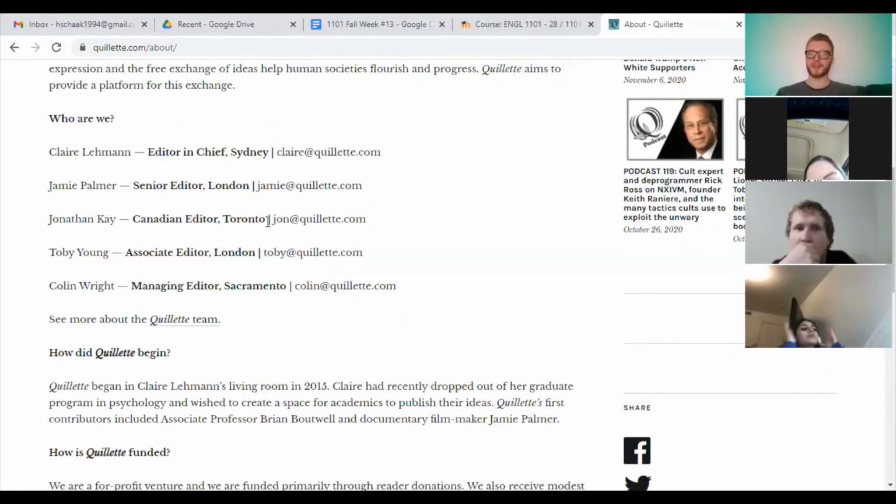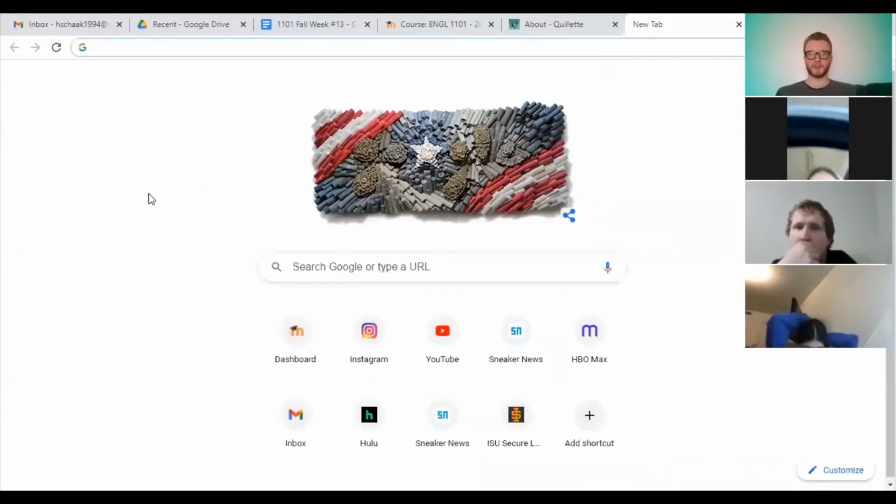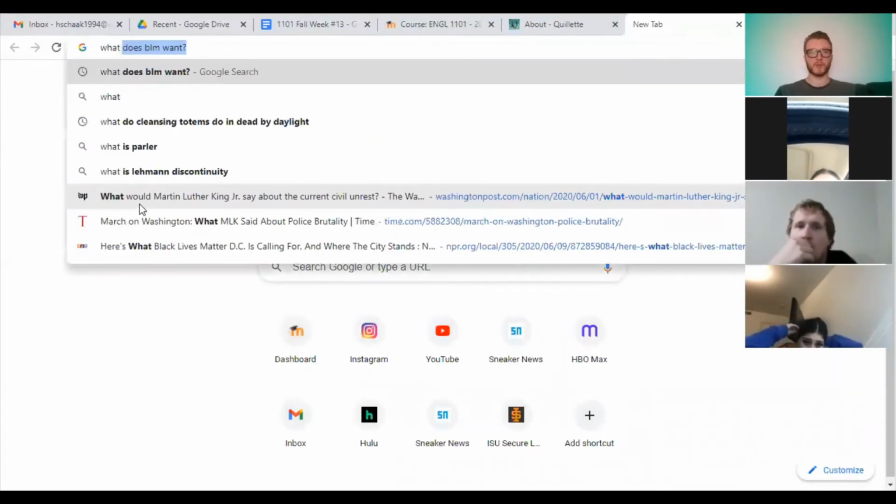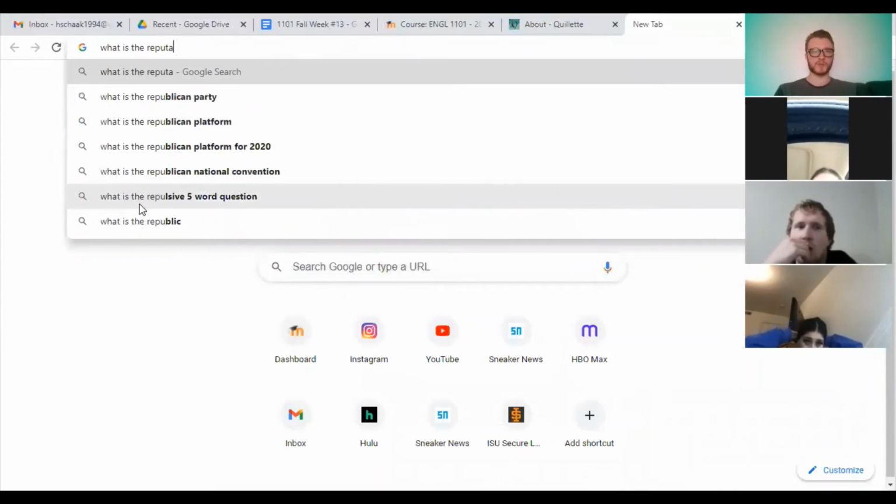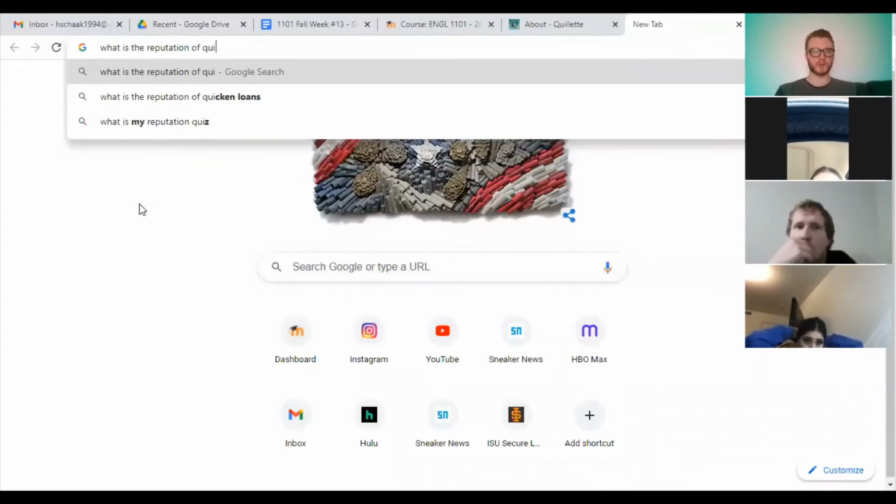So not a great sign, right? When the people running the magazine have bad reputations. Let's go ahead and just double check. I know this is messy, but we can start by simply Googling: what is the reputation of Quillette?